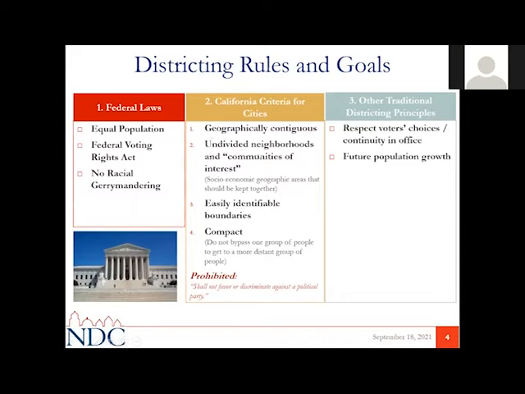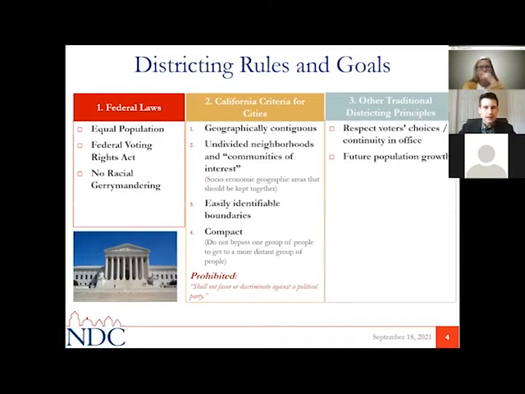Number 2 is to not divide neighborhoods or communities of interest, which are socioeconomic geographic areas that should be kept together. And I'll get into that concept a little bit more. But number 3 is to follow easily identifiable boundaries, such as creeks and highways and major roads and major features that are easily identifiable like that.